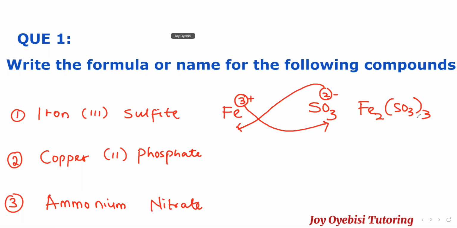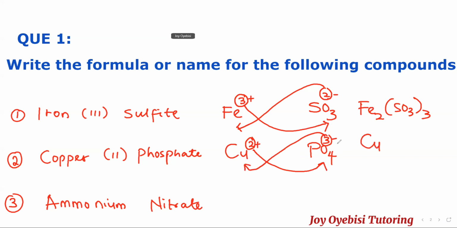The next one says copper 2 phosphate. You can pause and try it on your own and then continue the video. Check if you're correct. So copper 2 phosphate will be copper 2, so you have 2+. And then phosphate is a polyatomic ion that is PO4 with a 3- charge. Now this 2 goes to the PO4. The 3 goes to the copper. So when you write it out, it becomes Cu3, and then PO4 in parentheses, and you have 2. So that would be copper 2 phosphate.